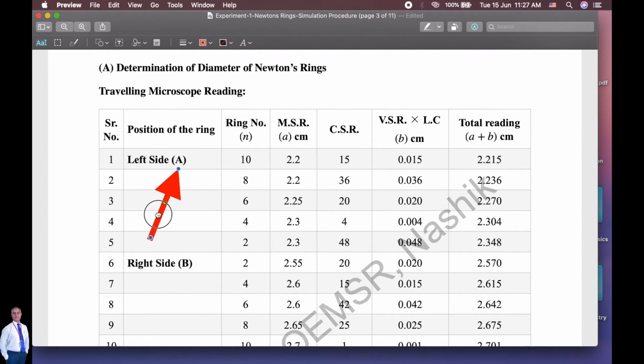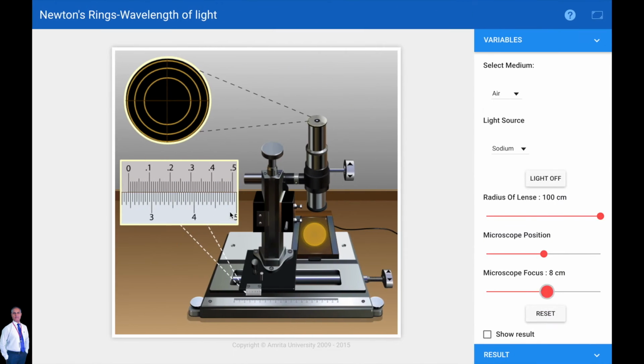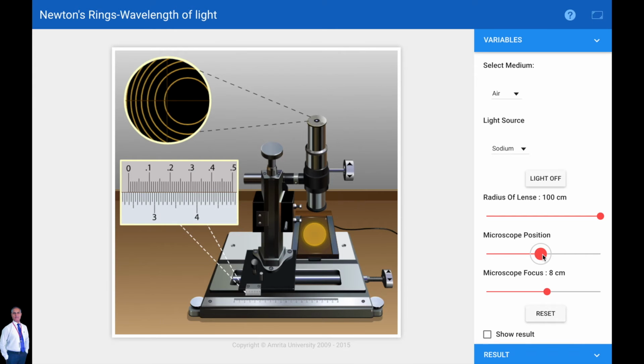On the left hand side, A, we have to set the position of the Newton's ring and the ring number. Here I have taken the 10th ring on the left hand side. So how to vary that? See, here are some knobs. With the help of these you can change the position of the microscope. I prefer to click here on position, and with the help of the left and right arrow keys on the keyboard you can change it. See, I am going to the left hand side.